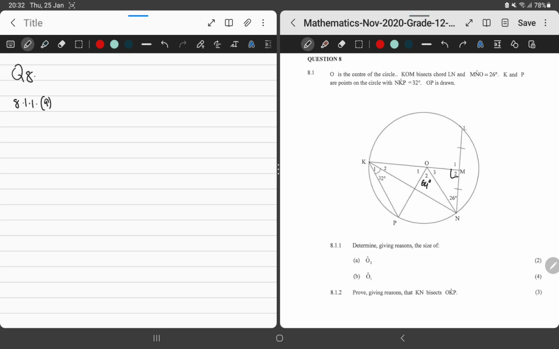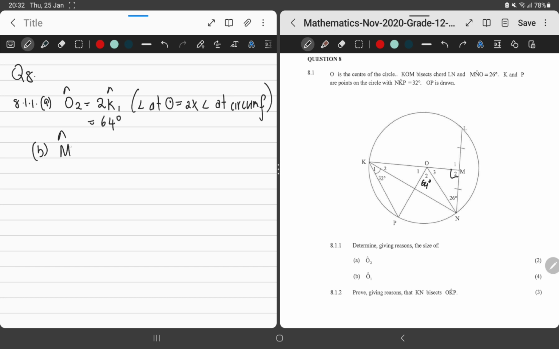8.1.1 A. The size of O2 is equal to 2 times K1. Angle at the center is equal to 2 times the angle at the circumference. So O2 is 64 degrees. Then B.